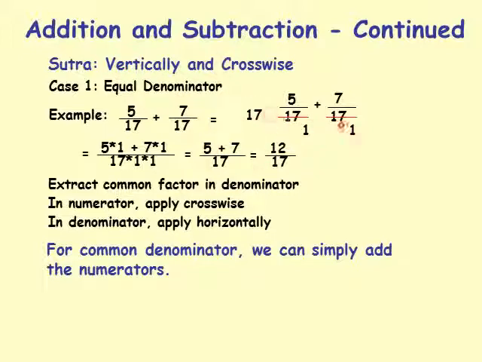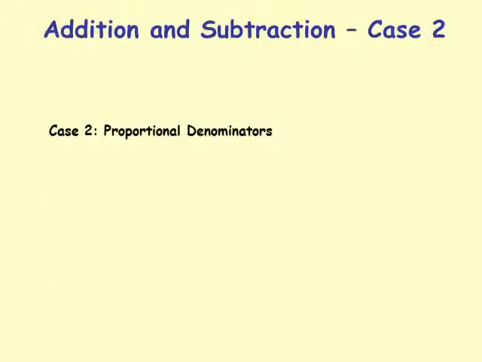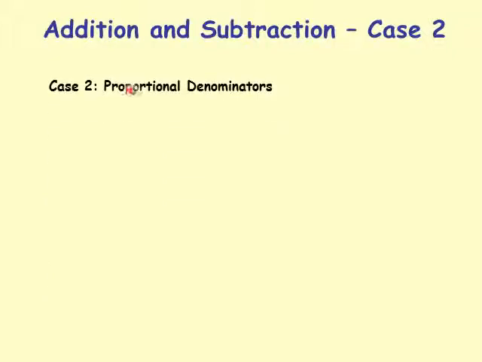We can also extract out the common factors here instead of extracting common factors in the end when reducing the fractions. Now here we're going to have a proportional denominator. Let's see what we do. The example is 4 over 9 minus 7 over 27. So this is 9 and 27. 27 is 3 times 9. 27 is proportional to 9, and 9 is sub-proportional to 27.